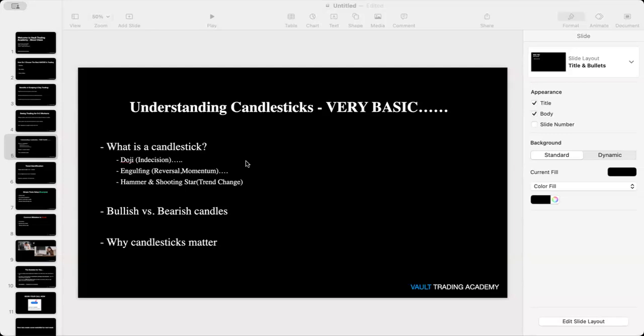So a doji is indecision, because there are 3 types of candlesticks. A doji is like this.